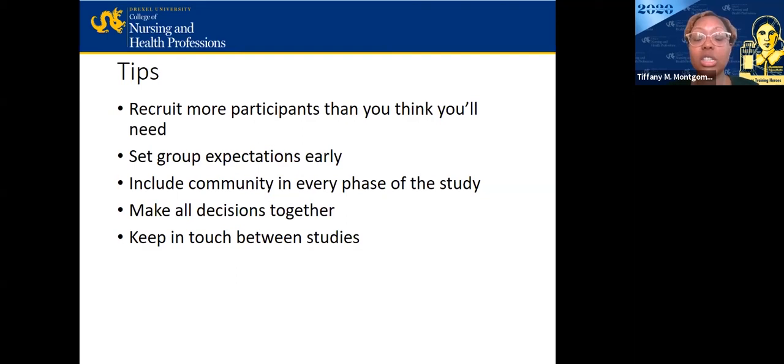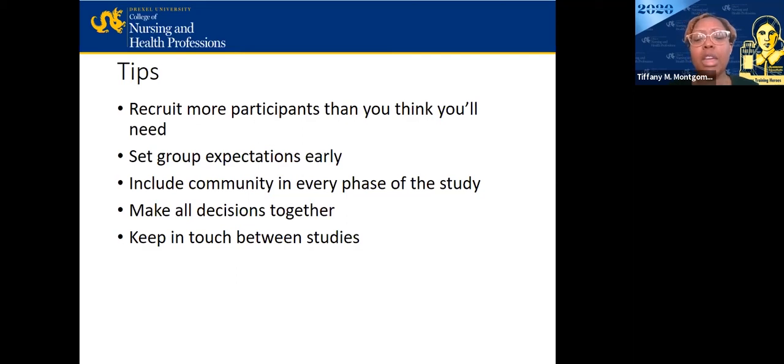Making all decisions together is extremely important. Again, I didn't do it to the T because of time limitations and other things, but deciding every step of the process, what's going to happen and how it's going to happen, and allowing the community to guide us is extremely important. And then keeping in touch between studies. So again, I use this research advisory board for one study, but actually have been keeping in touch with some of them now for several years.